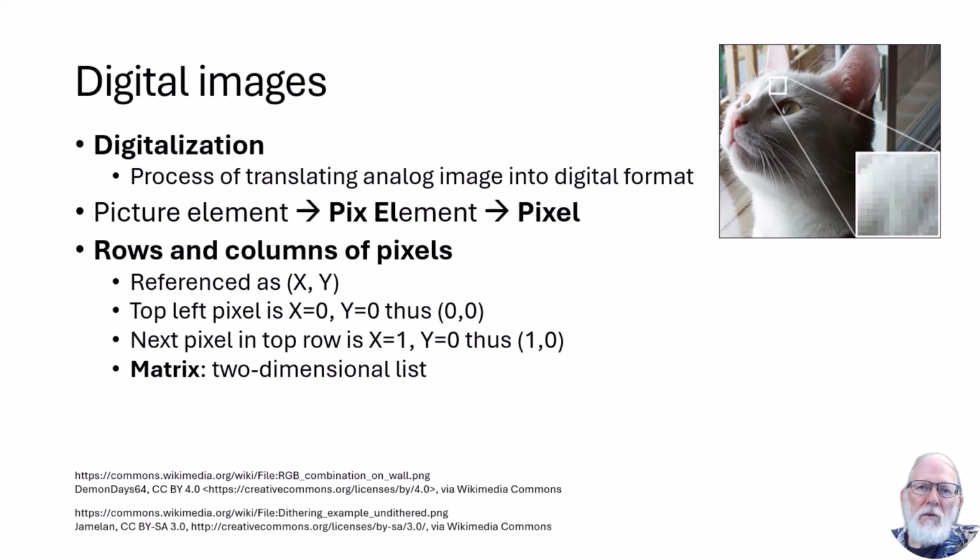Another term to learn is that of matrix. A matrix is a general term for any two-dimensional list, such as our rows and columns in a digital image.